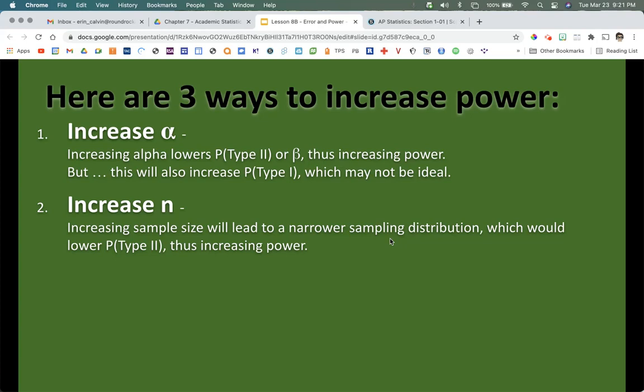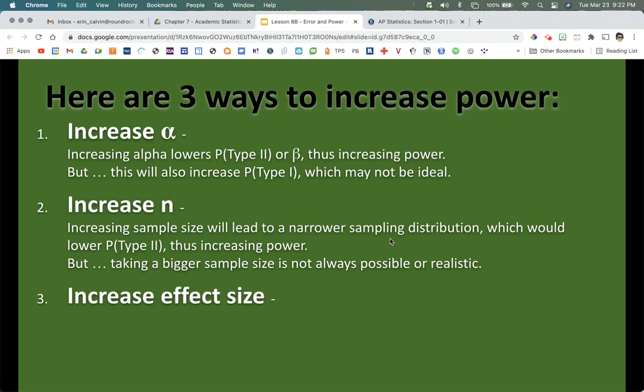Again, there are great visuals for this. I'm going to give you a suggestion of a video to watch if you want more visuals for all of this. The downside of that second option is that taking a bigger sample size is not always possible and realistic. In real life, taking a bigger sample size costs money, time, and effort, things that we don't always have. So it's a great solution, but is it feasible is the question.